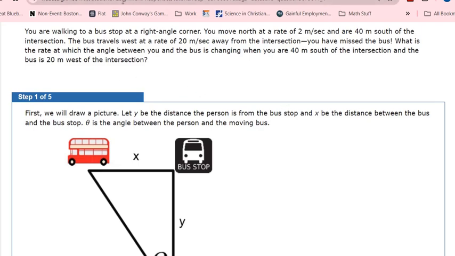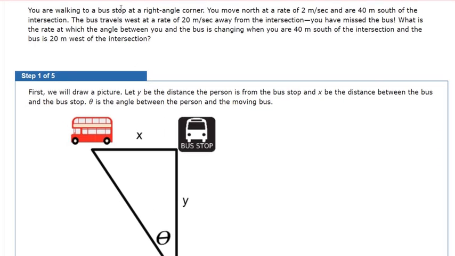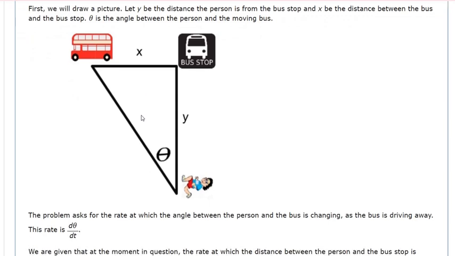Okay, so WebAssign wants us to do it their way. They've drawn a picture. That's nice. The problem is asking for the rate at which the angle between the bus is changing. So here's theta. They want d theta.